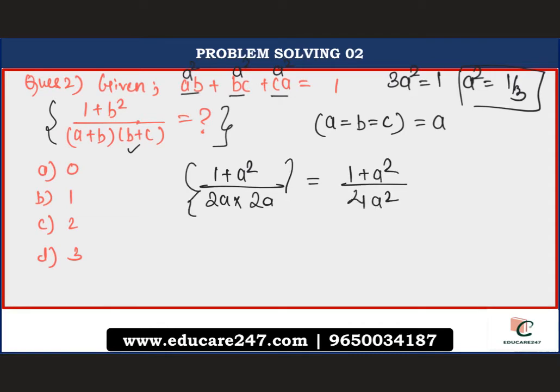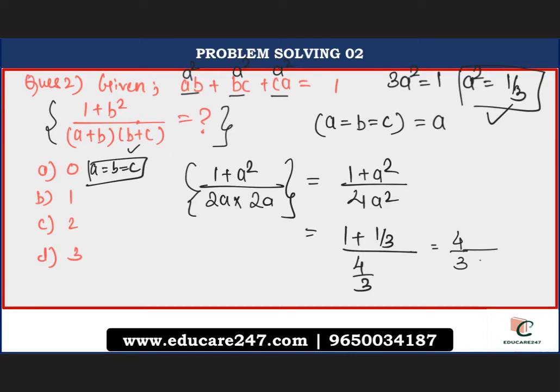Why is this equation in terms of a? Because we have considered a is equals to b is equals to c. So we have written down the complete equation in the form of a as a variable, right? Now we have got to do nothing but just input the value of a square is equals to 1 by 3. So 1 plus 1 by 3 upon 4 by 3, right? So this becomes 4 by 3, all right, into 3 by 4. So everything cancels out and the ultimate answer is option number B, that is 1.